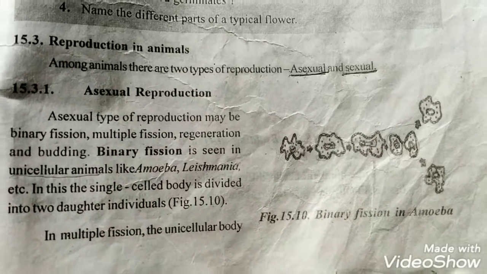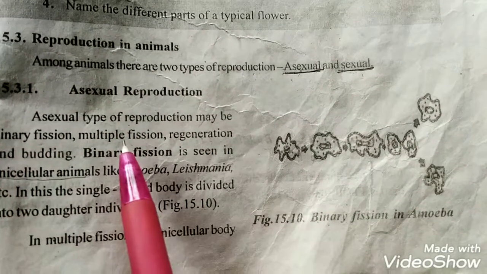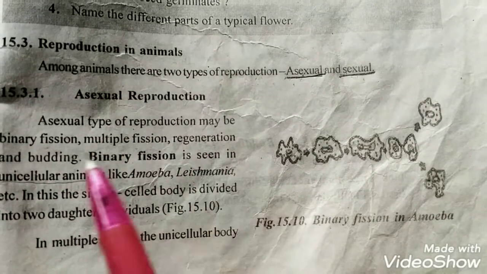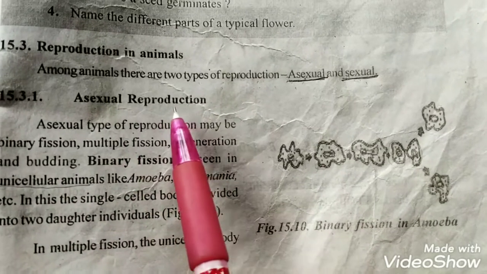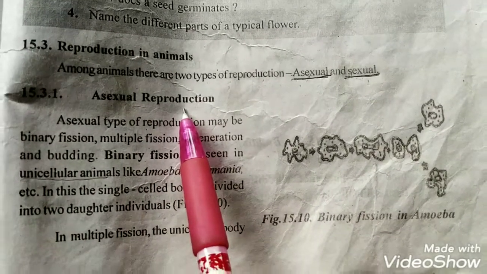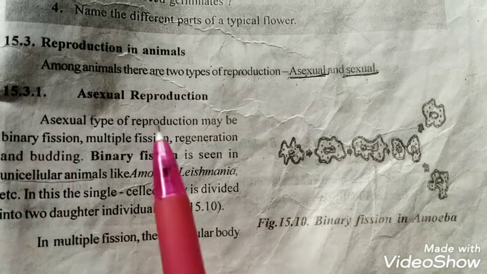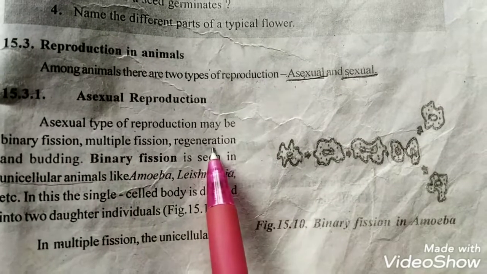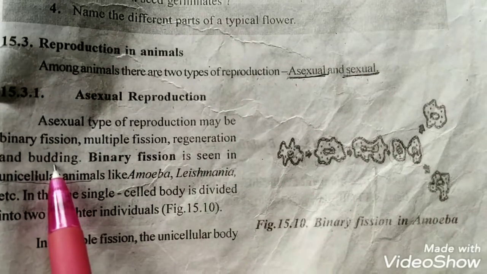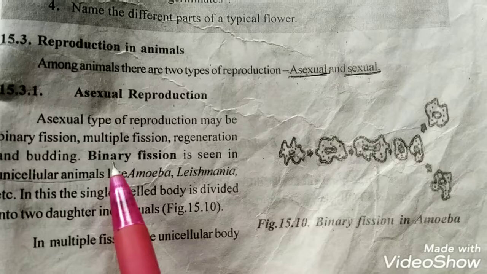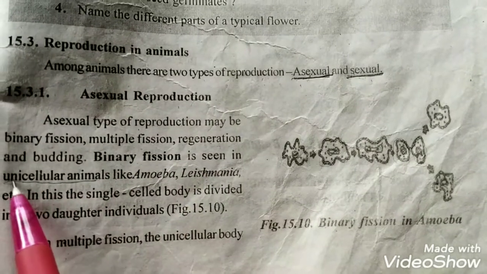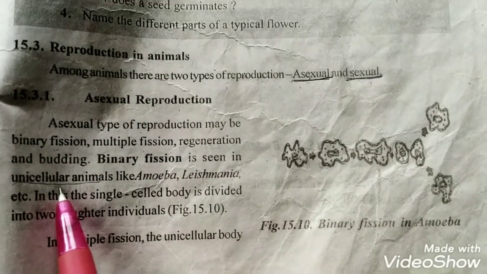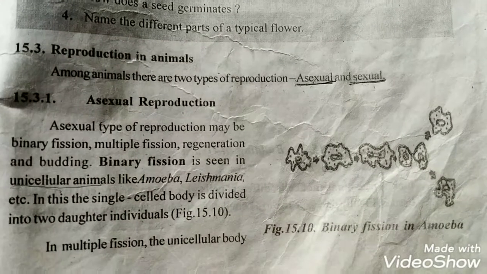Asexual reproduction may be binary fission, multiple fission, regeneration and budding. So there are four types of asexual reproduction in animals: binary fission, multiple fission, regeneration and budding. So let's study. Binary fission is seen in unicellular animals. Unicellular animals means organisms that are made up of only one cell.